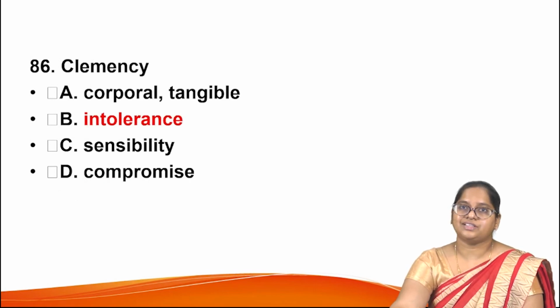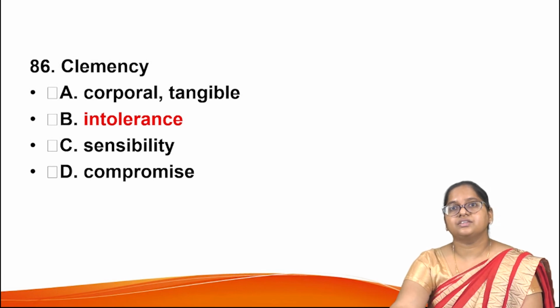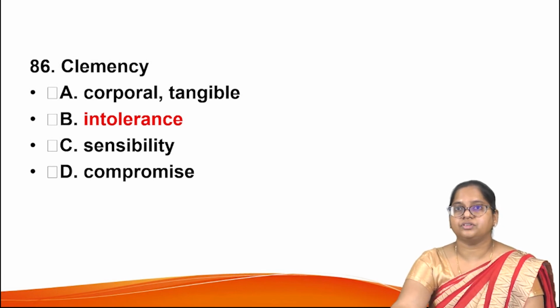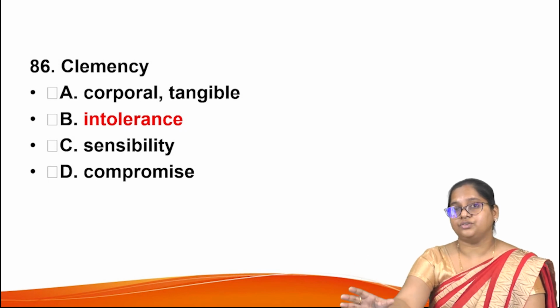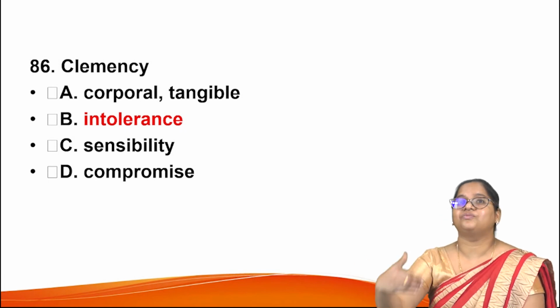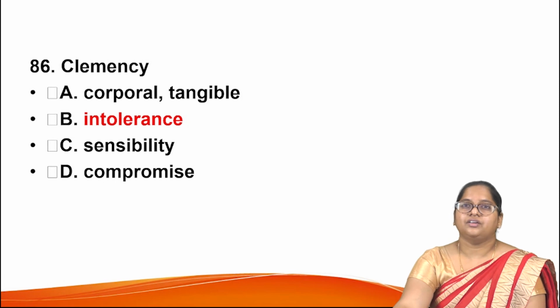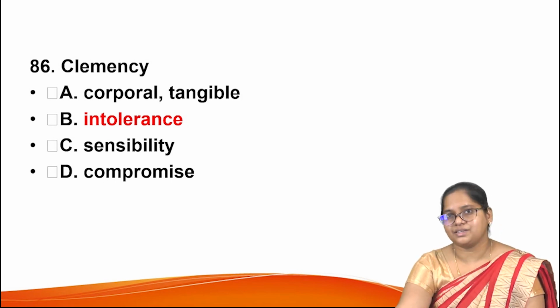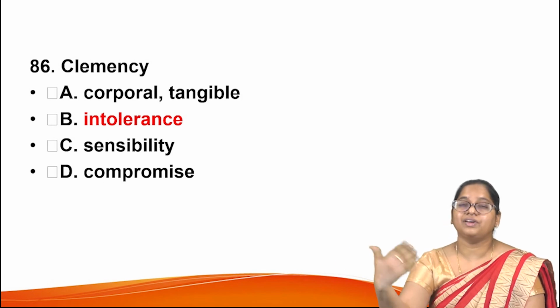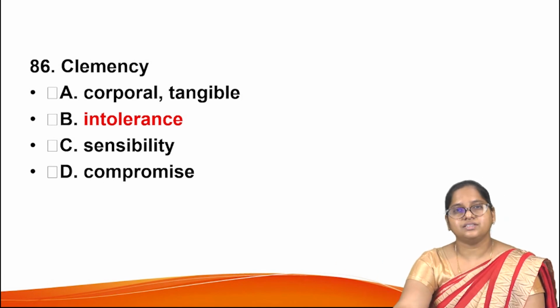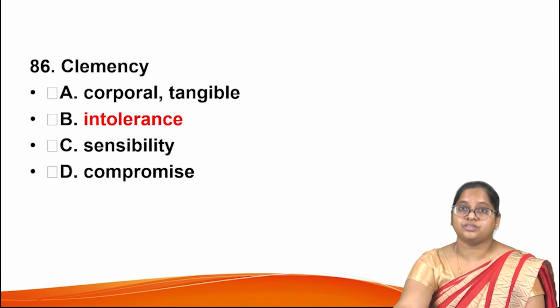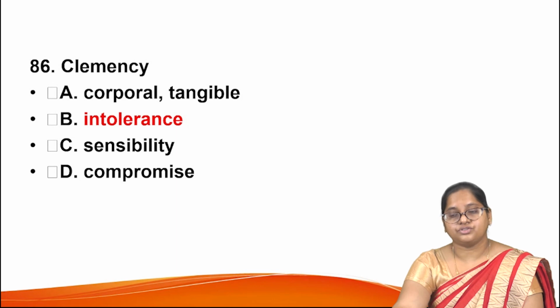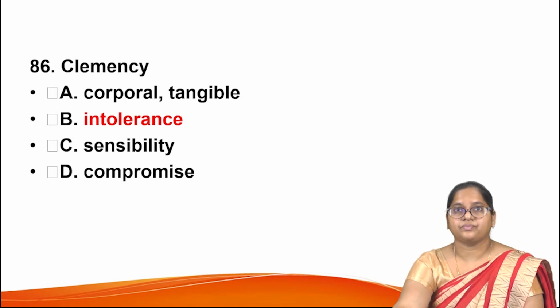Clemency. Options: corporal, tangible, intolerance, sensibility, compromise. Corporal is something which is physical, you can see. Intolerance, obviously the opposite, is not being very tolerant. You cannot bear it, you cannot accept it anymore. So being very intolerant is the opposite. Sensible means you do it right as per sense. Compromise has to do with acceptance. So B is the right option.